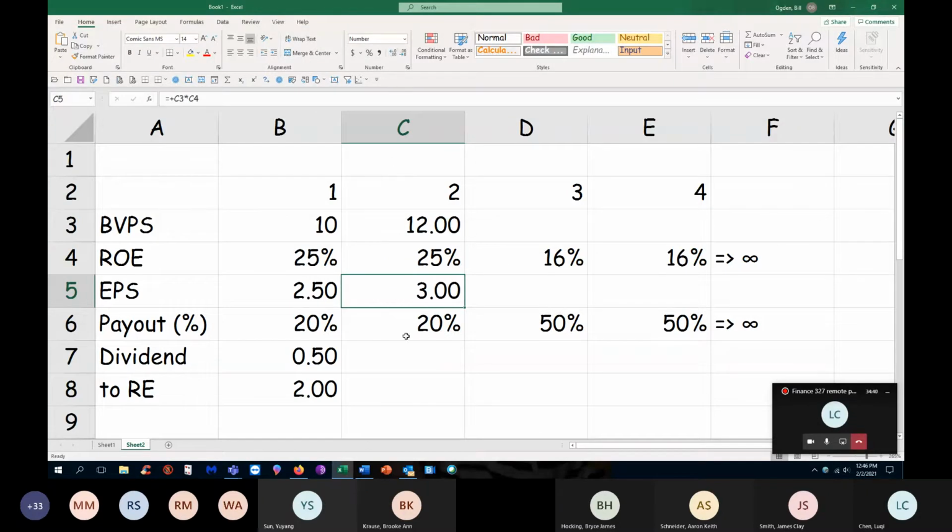And then again, we'll pay out 20% of that. So 60 cents. And then how much of that will we retain? Well, that's why we did this. Do I need to calculate that again? No. All right. So I'll give you maybe a couple minutes and let you fill the rest of this table out.